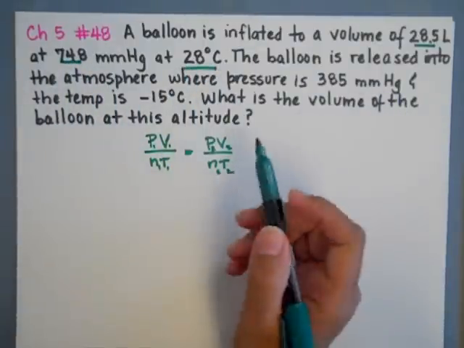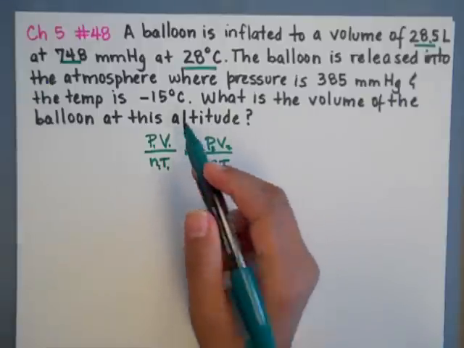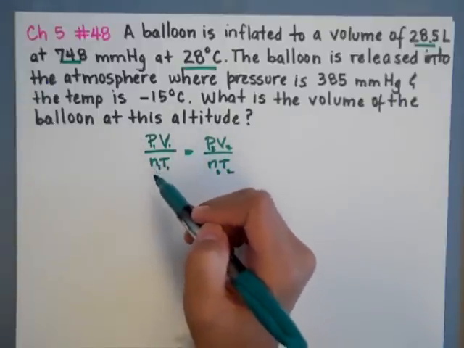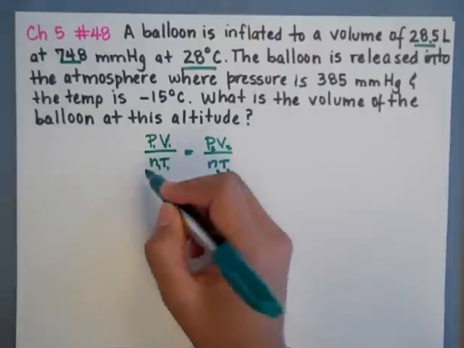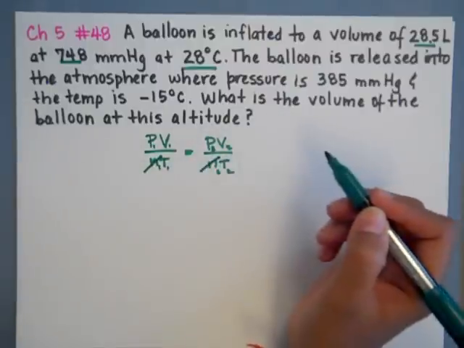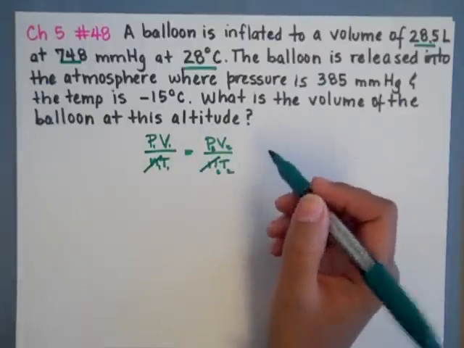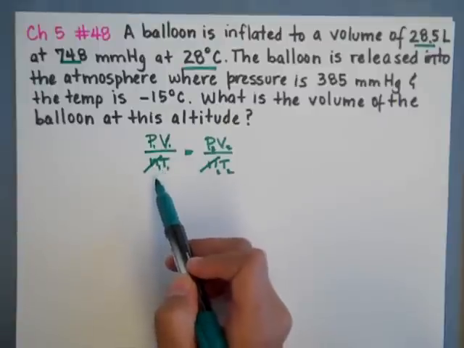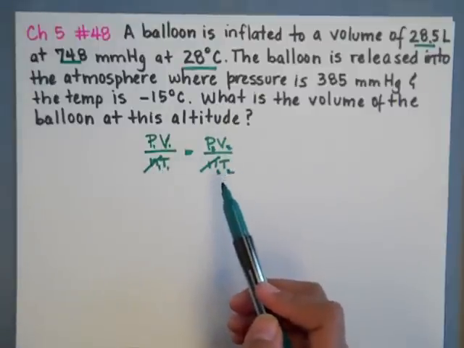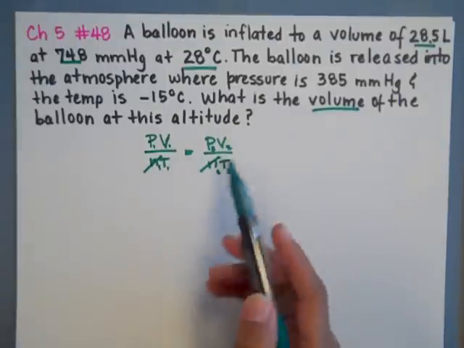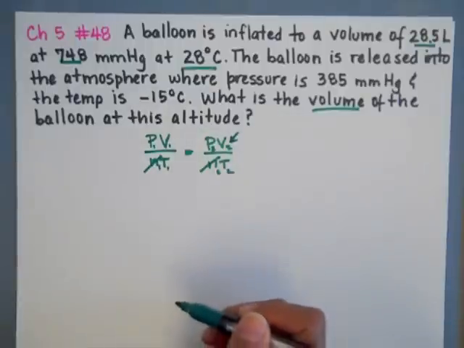In between these, the moles actually stayed the same because the balloon is going to have a certain amount of moles to start with and a certain amount of moles to finish. So we can actually cancel out moles. So now all we have to do is plug in the P, V, and T's for the first and the second and solve for the volume of the second, which is this guy. So that's the one we're solving for.